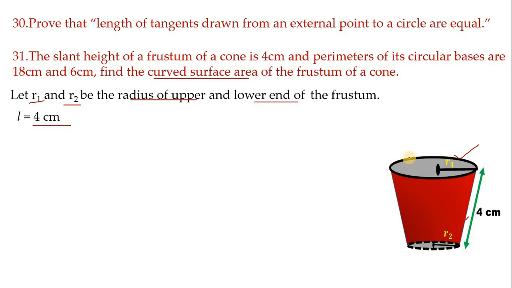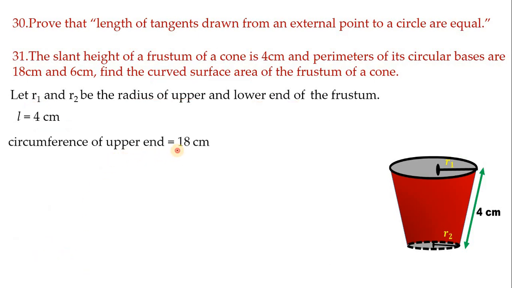So with the help of that, let us find R1 and R2 value first. For that, circumference of upper end is equal to 18 cm. What is the circumference of circle finding formula? That is 2 pi r. So we will take it as 2 pi r1, because we are finding the radius r1.